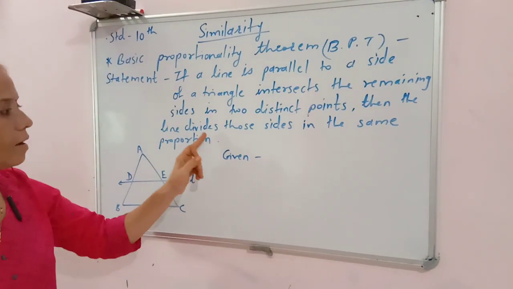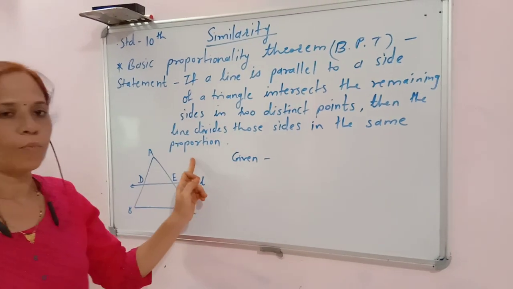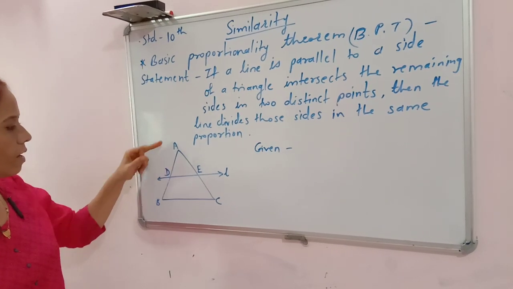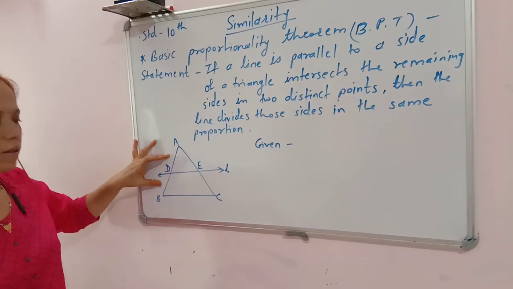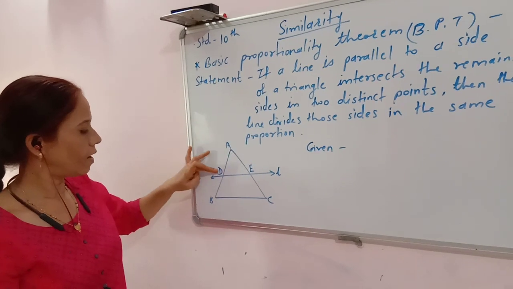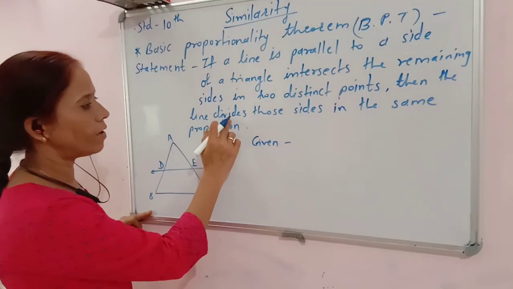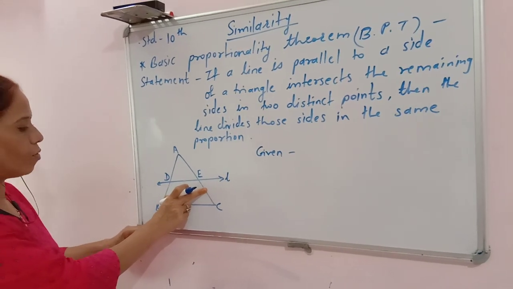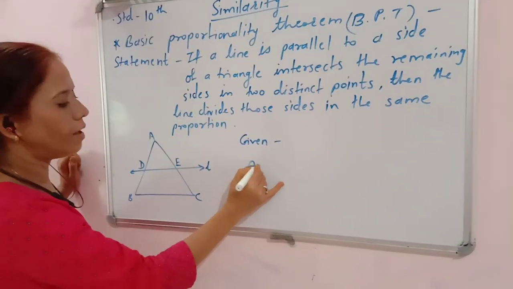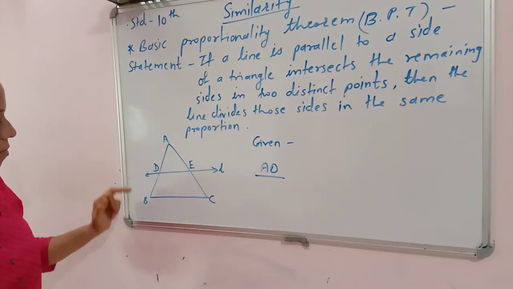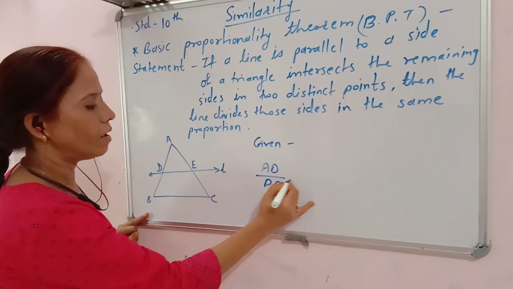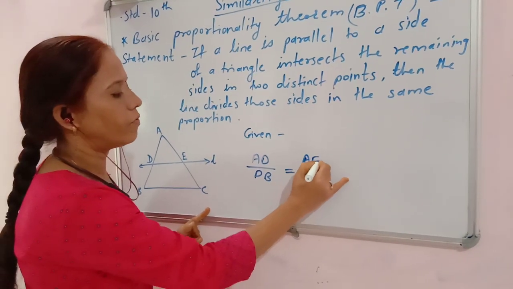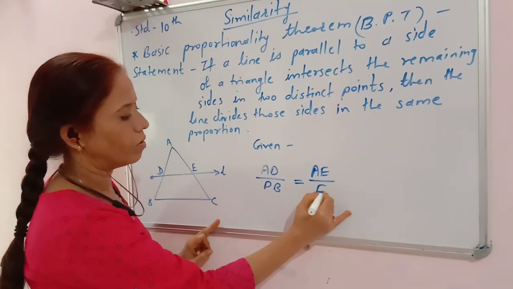Then the line divides those sides in the same proportion. If it divides this side at this point D, then we get two intercepts, that is AD and BD. So what is given accordingly? That this line L divides these two sides in the same proportion. Means this ratio AD upon DB is equal to this ratio AE upon EC. That we have to prove.